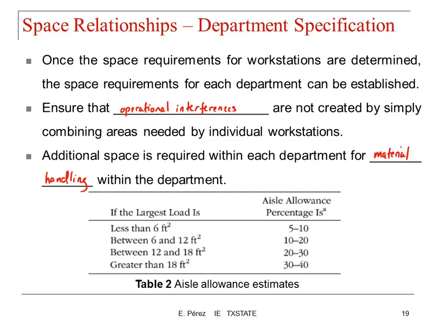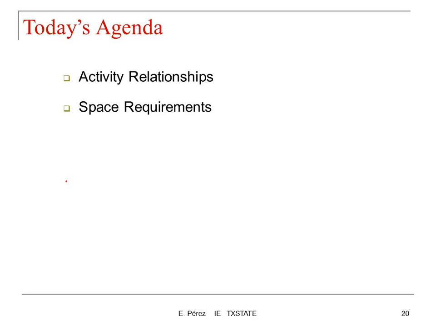And again, we're going to come back to space requirements later in the semester, but what we are trying to achieve now with these lectures is to give you an idea of the tools that you can use to find the relationship between departments and how to allocate those departments within the facility. So that concludes the second part of the second lecture, in which we discuss the activity relationship and the space requirements.